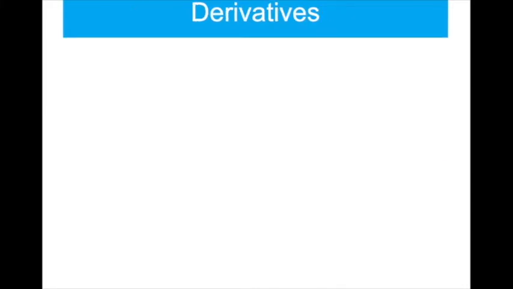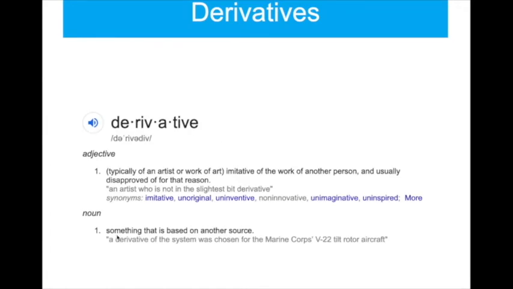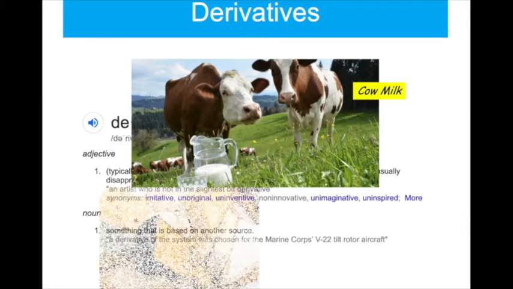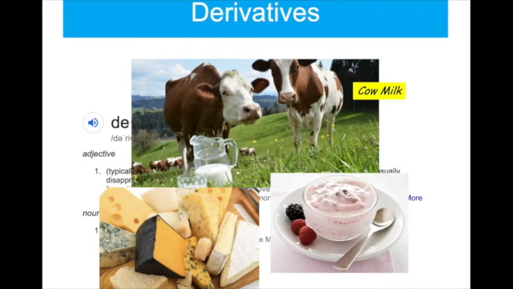What I will do next is introduce the term derivative, because we will be using this very often in calculus. So derivative means something that is based on another source. For example, the derivative of cow milk can be cheese or yogurt, because these two, cheese and yogurt, are based on cow milk. So derivative is something that is based on another source.